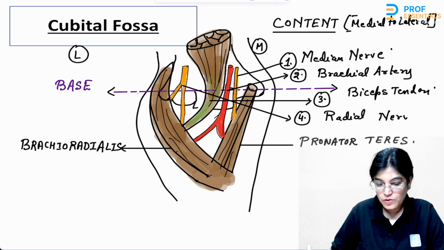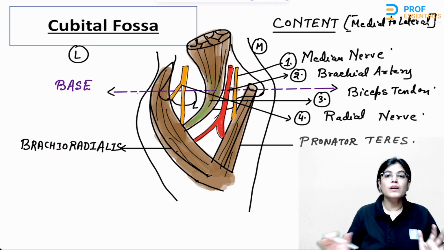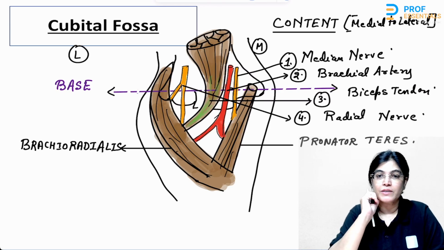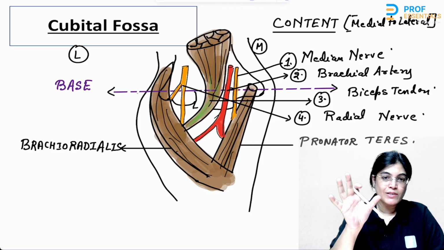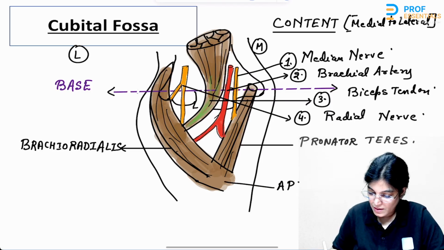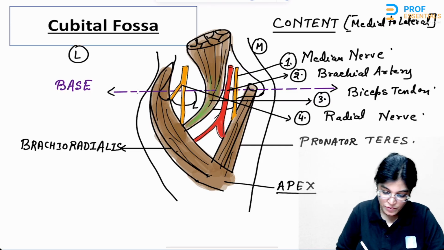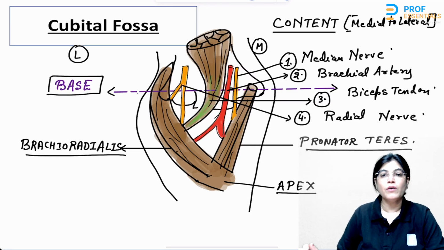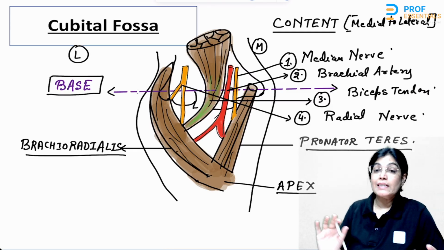So yes, my dear students, we have got the boundaries and the content of cubital fossa. So we are able to show the boundaries and the content of cubital fossa. You just make one diagram showing the apex, the base, and the lateral and medial border of the cubital fossa in this single diagram.